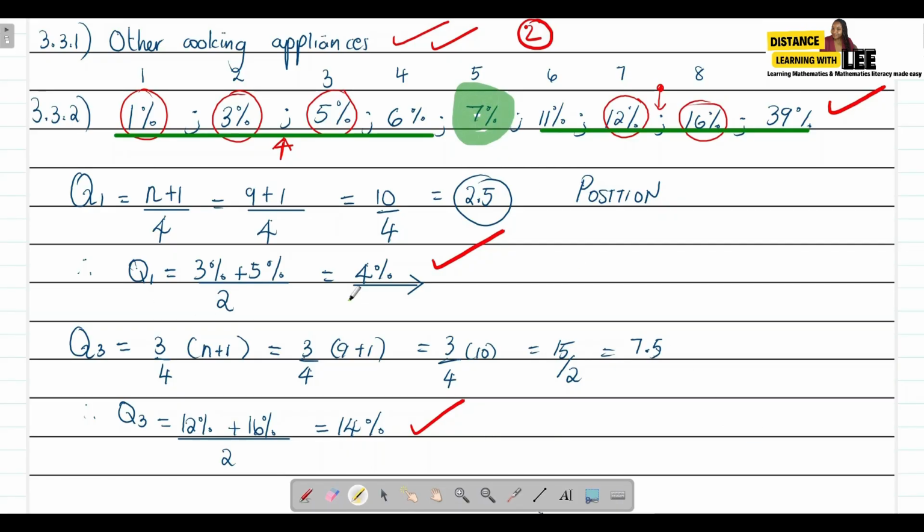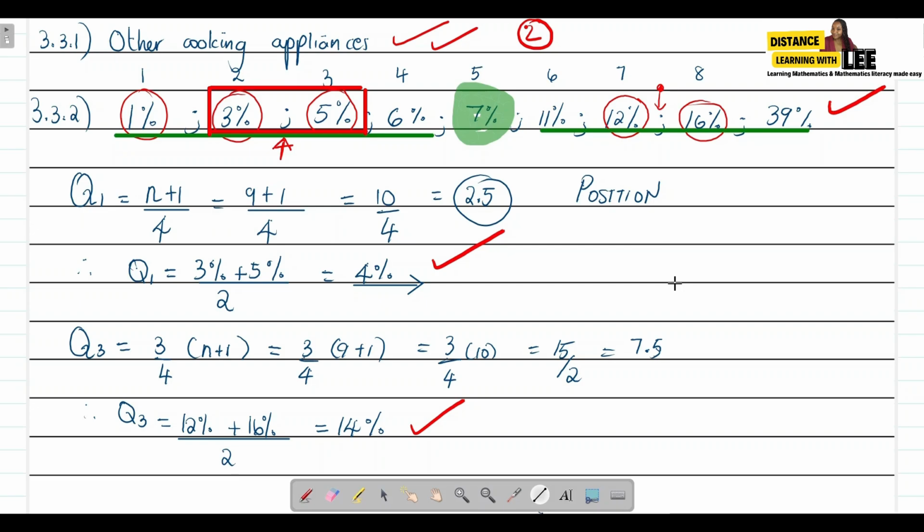How would you then get your quartile 1? Your quartile 1 would be the middle value of the data that is on the left hand side. Still, we have to have the same number of values on the left and on the right. In this case, we've got 1 on the left, 1 on the right, meaning that our Q1 will be a value in between 3% and 5%.